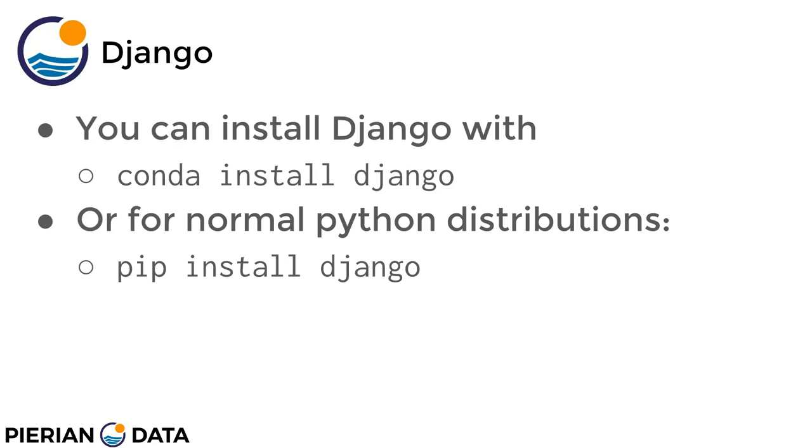In case you haven't done so already, you'll need to install Django. You can do that either with a conda install Django or, for a normal Python distribution, pip install Django. And remember, if you're using a virtual environment, you should activate the virtual environment before running any of the commands that we actually do throughout this section of the course.